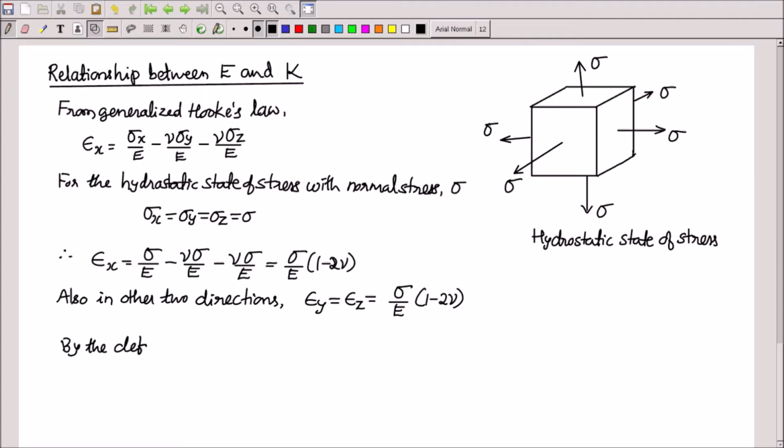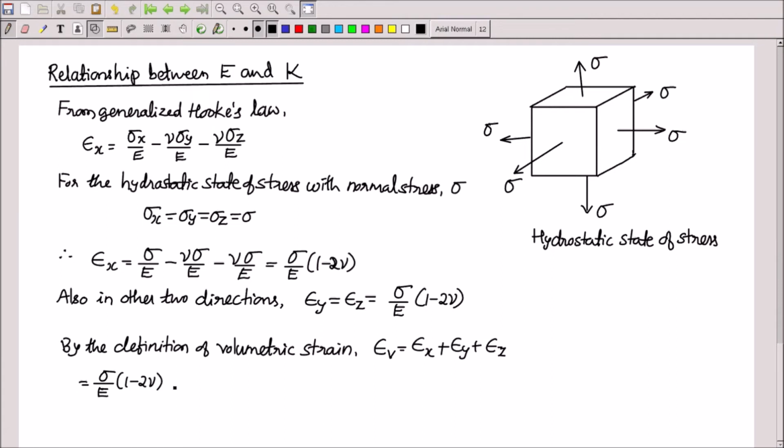Now, we will try to use the definition of volumetric strain. By the definition, volumetric strain, epsilon V, we have derived that it is a summation of epsilon x, epsilon y and epsilon z. Now in this case, if I substitute epsilon x, epsilon y, epsilon z becomes sigma by E into 1 minus 2 nu plus sigma by E into 1 minus 2 nu plus sigma by E into 1 minus 2 nu. Or it becomes 3 times sigma by E into 1 minus 2 nu. This is the volumetric strain.